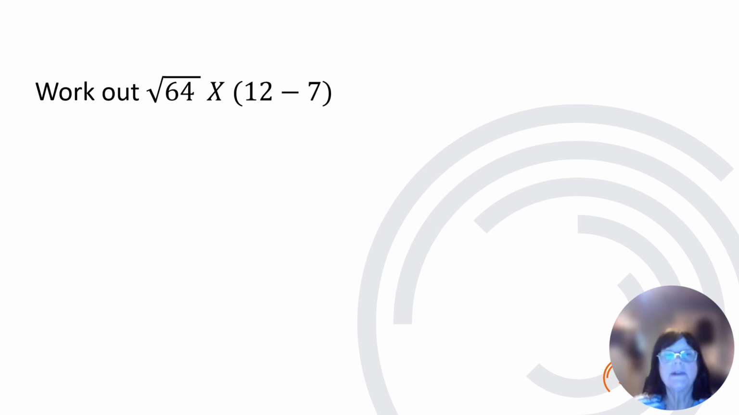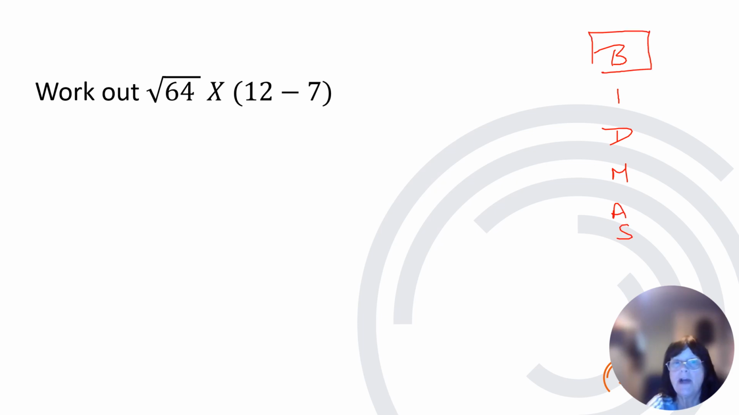Okay, let's look at this one together. So remember our BIDMAS. So we need to look for brackets first. So brackets, yes, there is a bracket. So we're going to rewrite that one, but solve the bracket. So 12 minus 7 is 5.